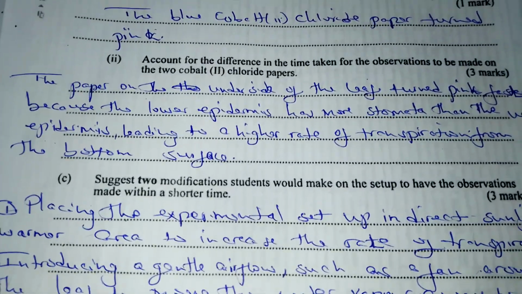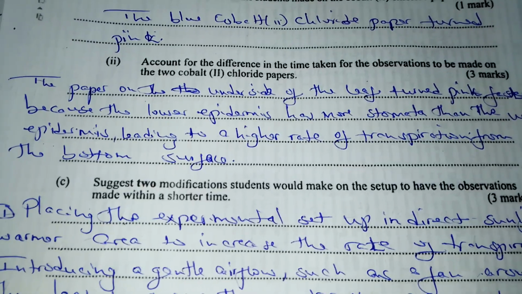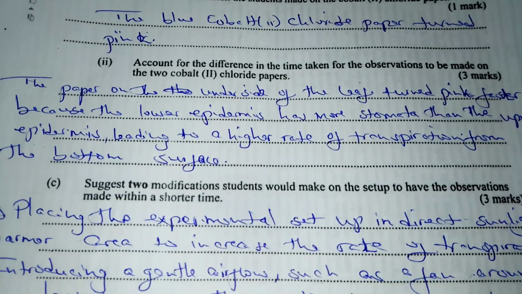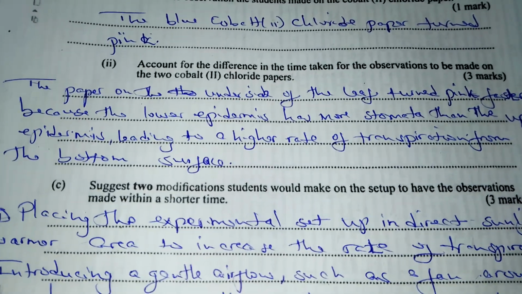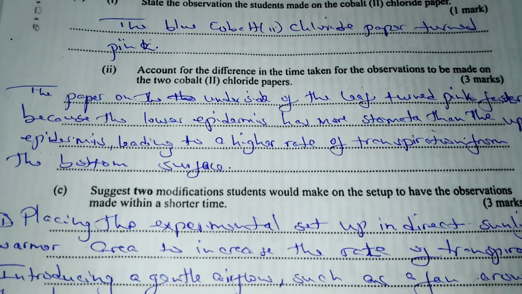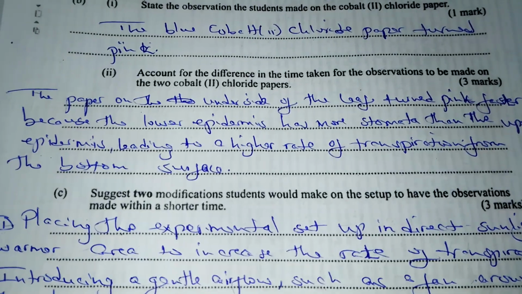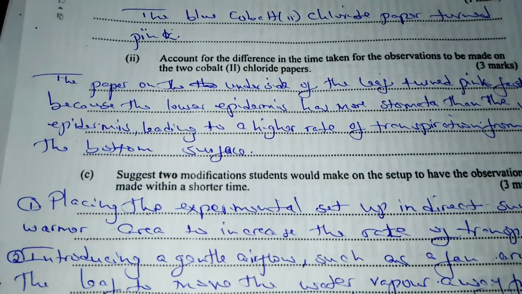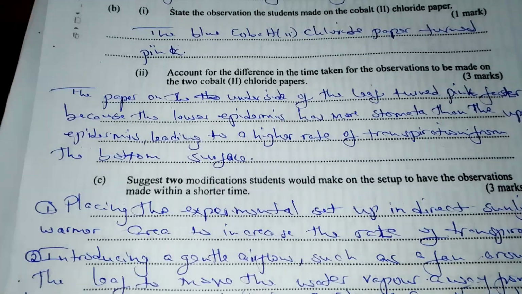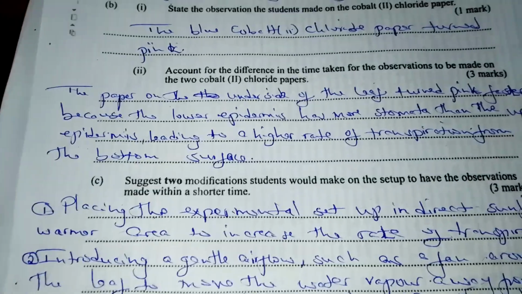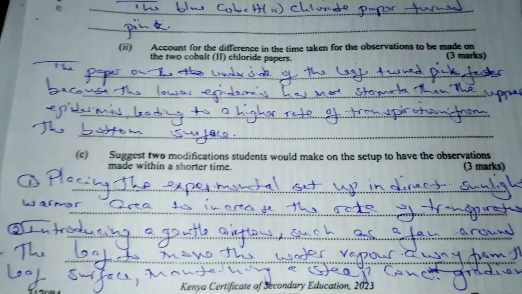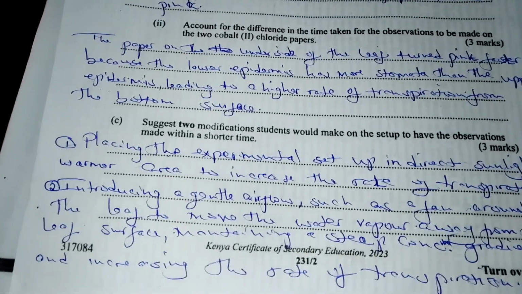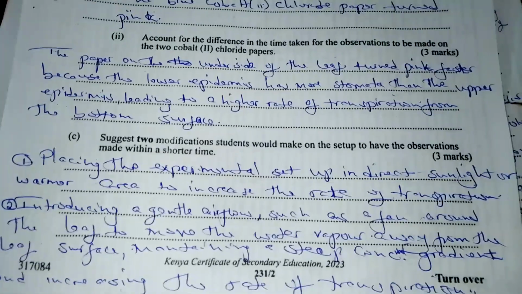C, suggest two modifications students will make on the setup to have the observation made within a shorter time. You are told to suggest 2 modifications students will make on the setup to have the observation made within a shorter time. These 2 suggestions are: 1, placing the experimental setup in direct sunlight or warmer area to increase the rate of transpiration.